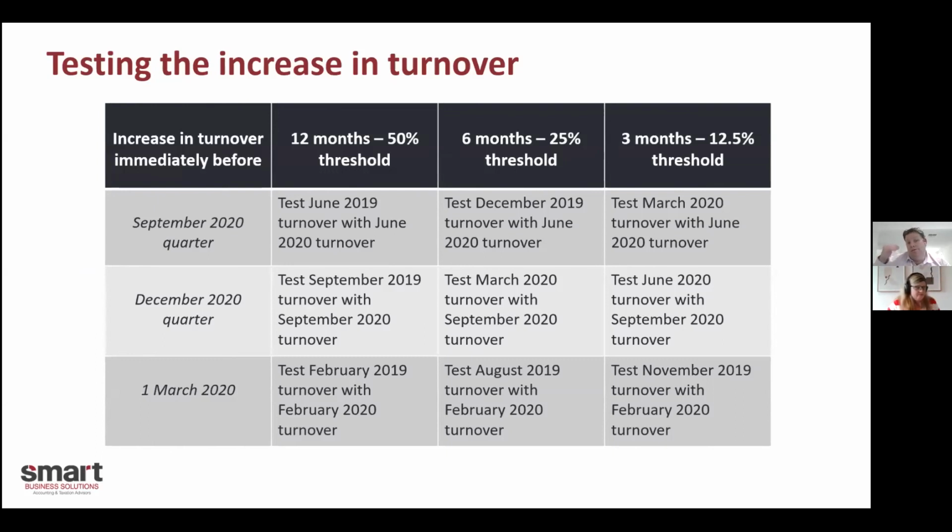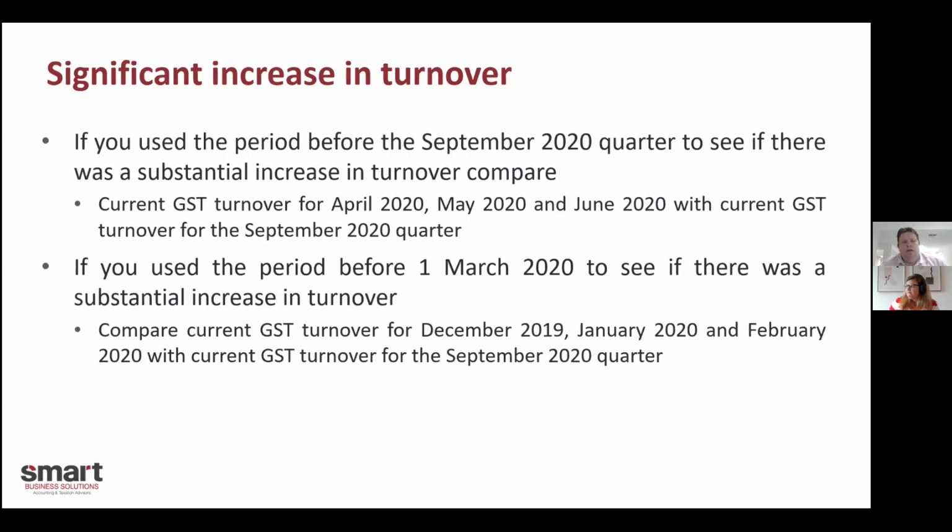So you're checking the 50%, and it depends where that 50% increase is. If I'm looking at my 50% column, and we're doing it for the September quarter and testing the 50% increase between June 2019 and June 2020, then we're basing it on the turnover immediately before the September 2020 quarter. Therefore, we need to compare the current GST turnover for the June quarter with the September quarter.